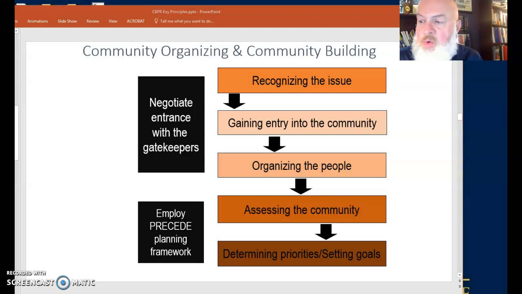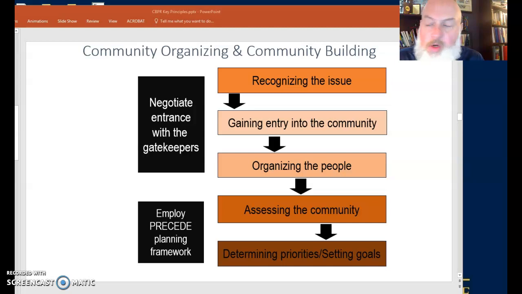Somebody has to recognize there's a problem. Of course, this problem can be internal or external to the community themselves. Community organizing efforts tend to be more successful when the issue is recognized inside the community. And of course, this is where we come from with grassroots issues.